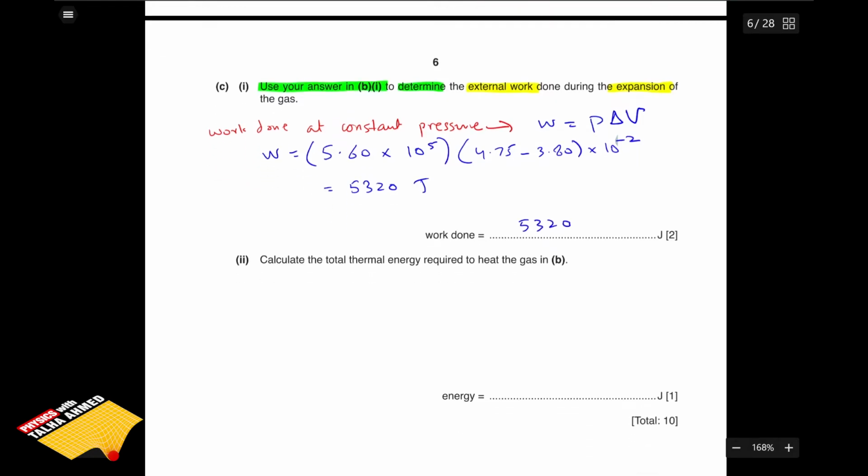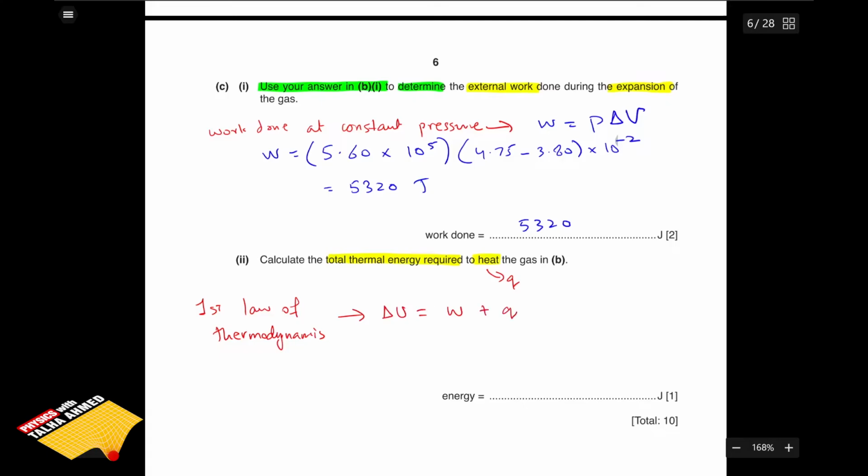Now for part 2, the last part of this question, you can see that everything is coming nicely together, and now they just want us to calculate the heat required, or the thermal energy required, to heat the gas, which made it expand at a constant pressure. And this heat is represented as Q, and all of this is now coming nicely together to form the first law of thermodynamics. And the equation for that law is delta U equals W plus Q.